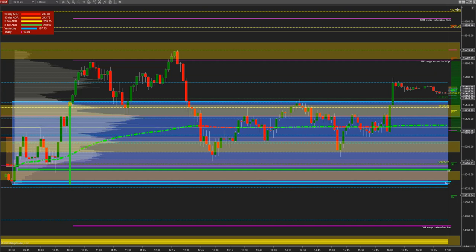Next, determining factors in selecting zones or levels to trade. This is what we consider when we're looking at which zone to take. Historical significance. Levels that have been respected multiple times in the past tend to hold greater significance. These levels are more likely to attract market participants and exhibit stronger price reactions.